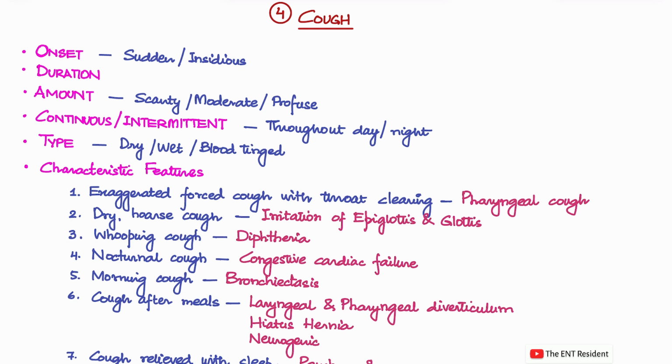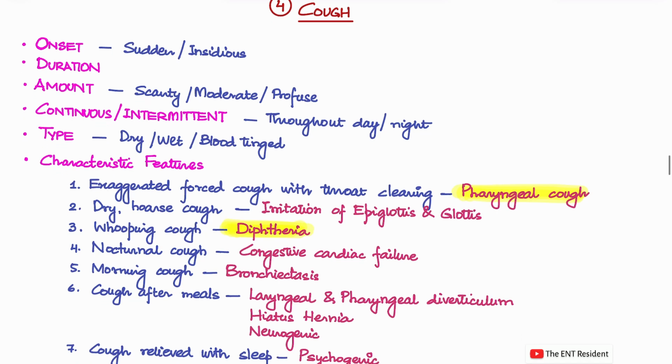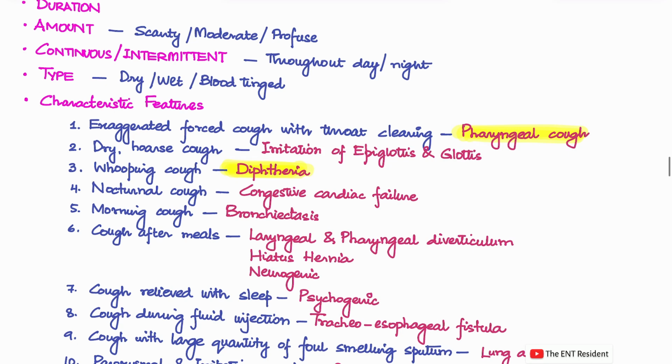If there is an exaggerated forced cough with a lot of throat clearing, that usually points towards pharyngeal cough. If there is a dry hoarse cough, it can be because of irritation of the epiglottis and the glottis. Whooping cough is diagnostic of diphtheria. Nocturnal cough can point towards congestive cardiac failure. A cough in the morning will point towards bronchiectasis.